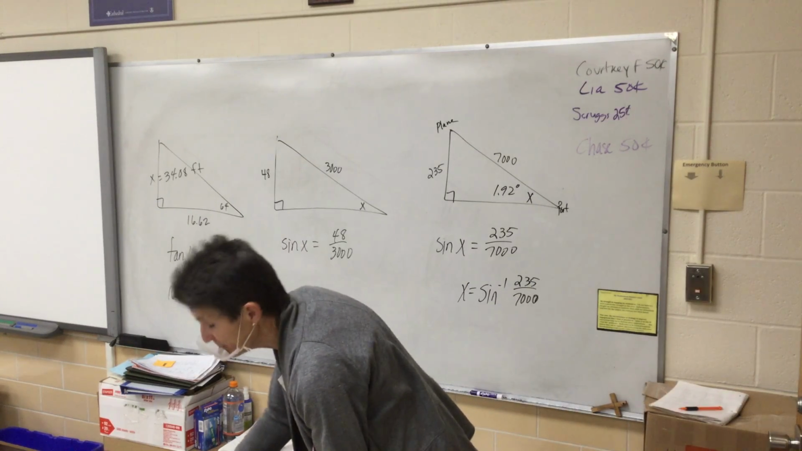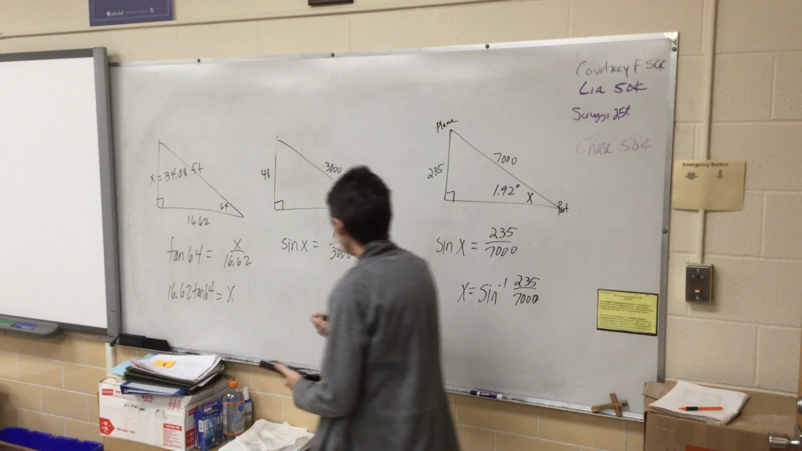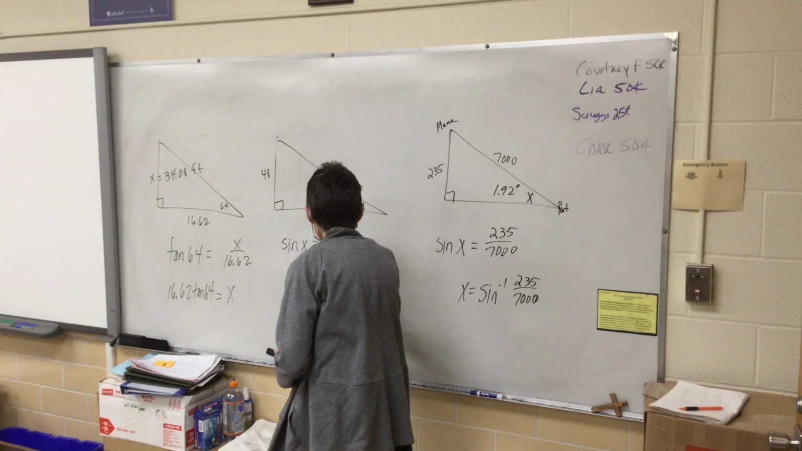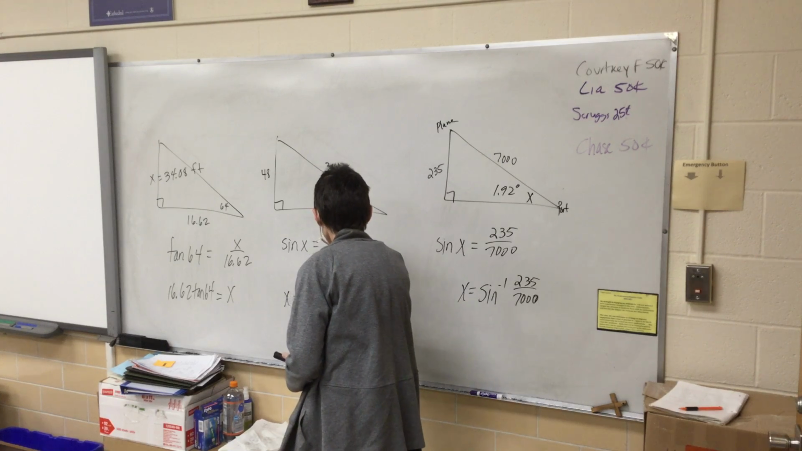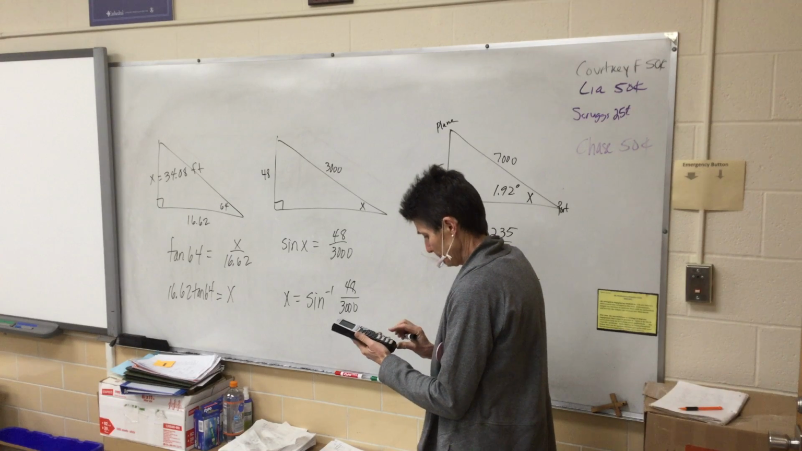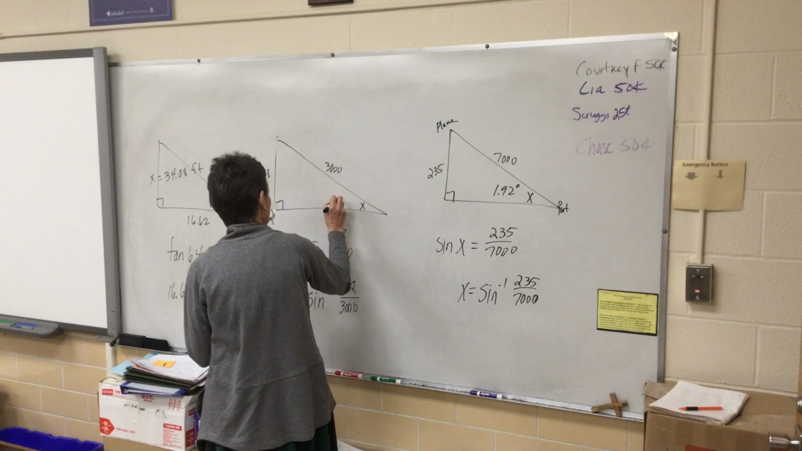How do I type it in? Second sine, you know it. X is second sine, it's an angle, so it's second sine. 48 divided by 3,000. Ooh, tiny, 0.92 degrees.